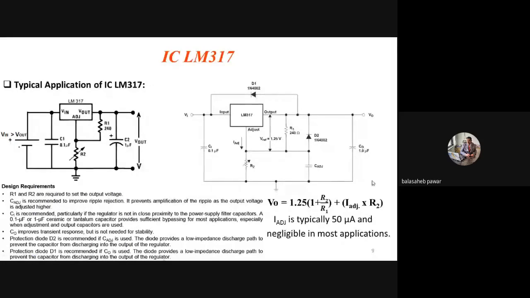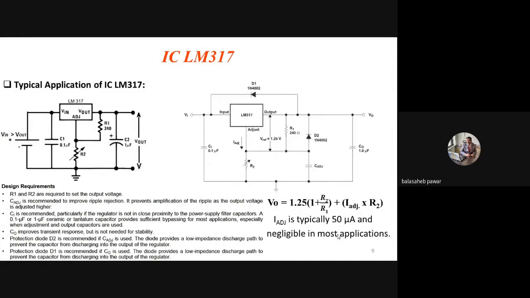Now, the most important thing: how much output voltage we can obtain if particular values of R1 and R2 are selected. That is, mathematically, how much it will be. So just note down this formula. It is most important. VO, the output voltage, equals 1.25 in brackets 1 plus R2 by R1, bracket complete, plus I adjustable into R2. Already I mentioned the value of this I adjustable in the previous block diagram as 50 microampere. So while calculating, you can take it as either 50 micro, or even 100 micro. Either 50 or 100 micro, both will be correct.